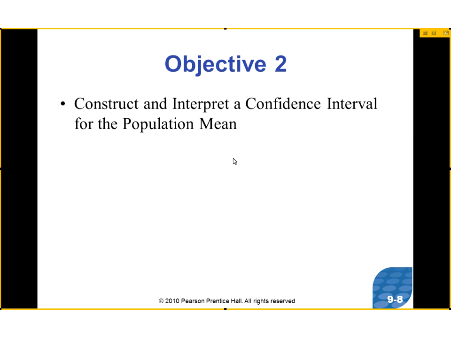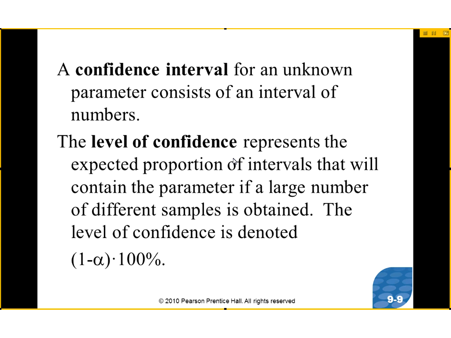So how do I construct and interpret a confidence interval for the population mean? It's an interval of numbers based on a specific level of confidence. So we talk about a level of confidence, where the expected proportion of intervals will contain the parameter if we have a large enough sample. Okay, so the level of confidence is determined by 1 minus alpha times 100. So we typically will have 99%, 95%, 90%, 85%, 80% confidence intervals.